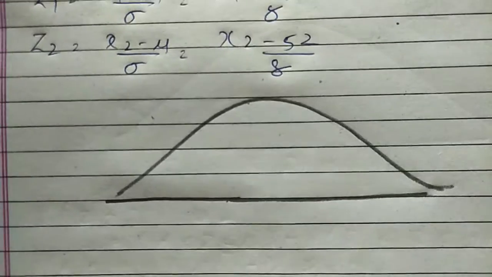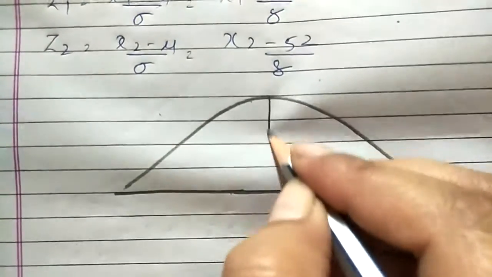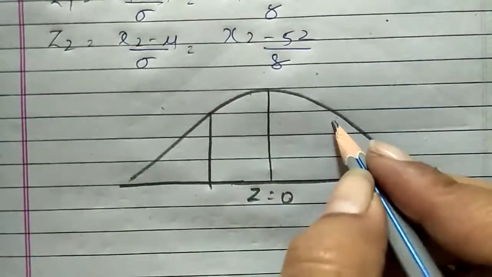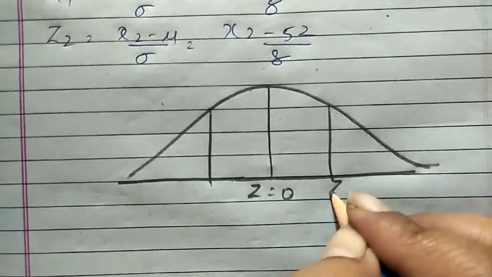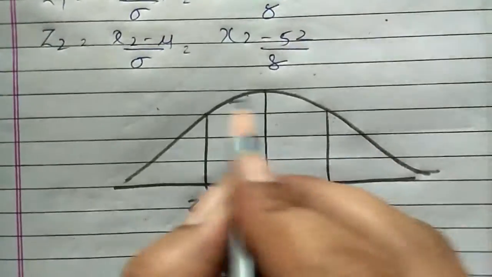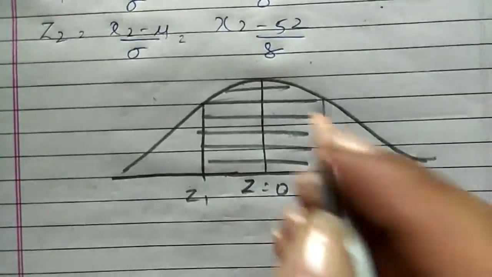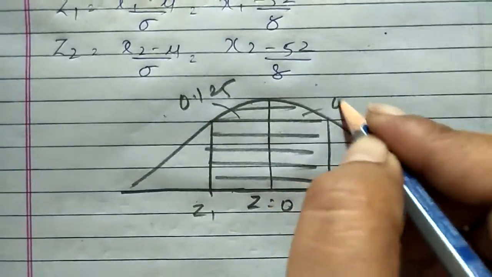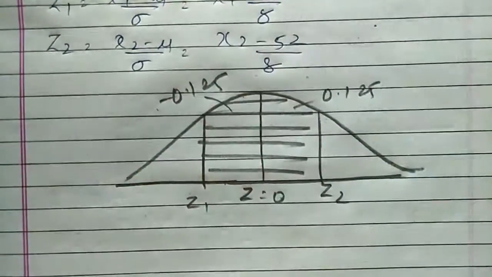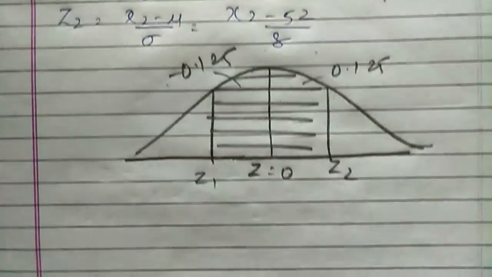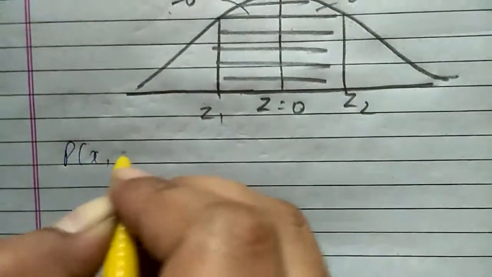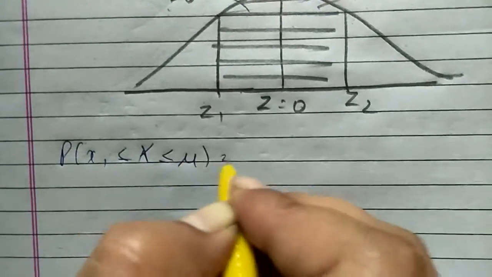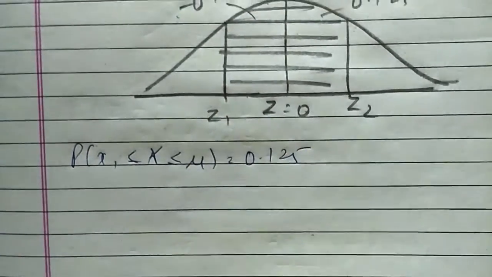So here we have made the figure, middle portion x is equal to 0, this is z2, z1, this whole portion we need to find. This is 0.125, this is 0.125, this is minus and this is plus. Okay, so now let's find P(x1 ≤ x ≤ mu), that is 0.125.